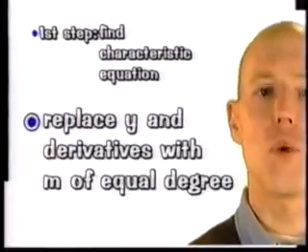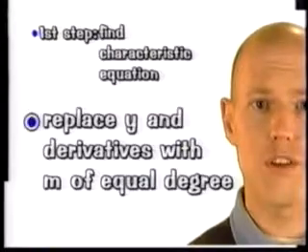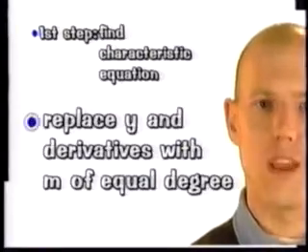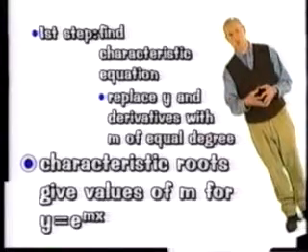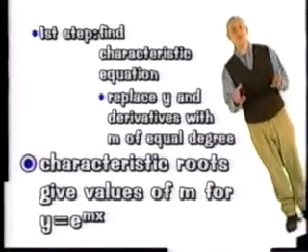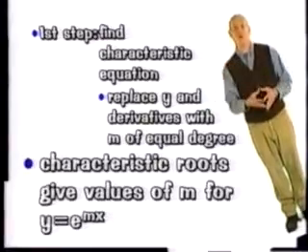The characteristic equation is found by replacing y and its derivatives in the differential equation with an m of equal degree. The roots of the characteristic equation, called the characteristic roots, give us the values of m that we need for the specific solutions of the form y equals e to the mx. And that's where we are. Now, here's where we're going.